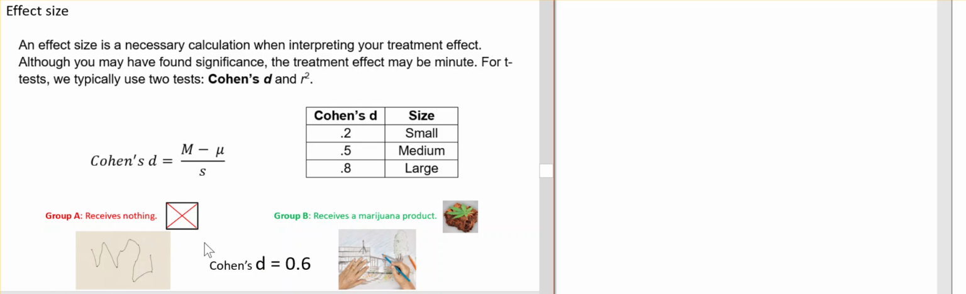Now, in this case, we have the same experiment, and there's clearly a difference between these two groups. It's a medium, a little bit over a medium effect size difference. That illustrates the point that you can have a statistically significant difference between groups, but is it large enough to be meaningful? Or another way to look at it: how large is the difference? How big of an effect do we have? What is the magnitude of the effect?